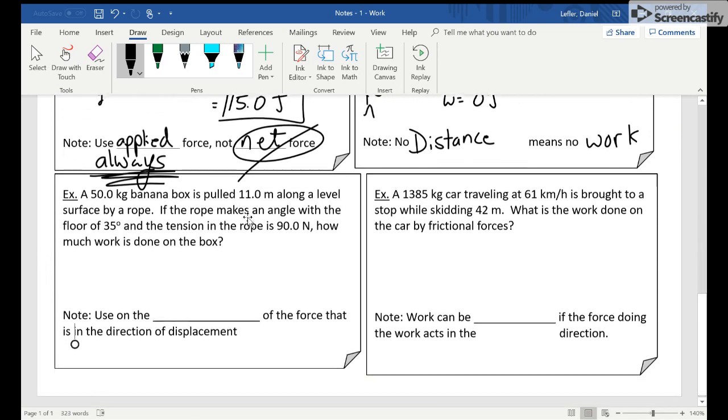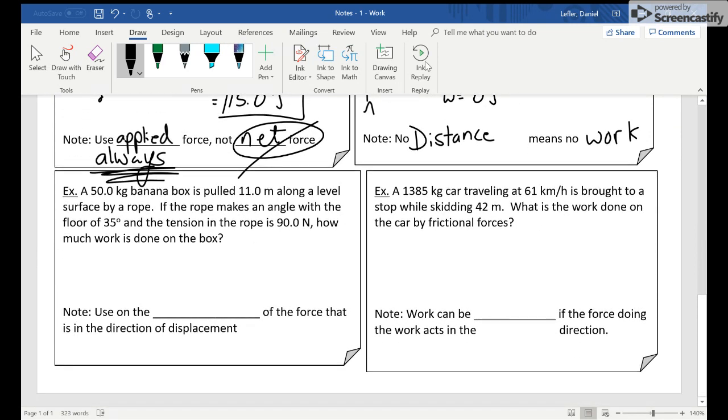All right, next one. So we have a 50 kilogram banana box is pulled 11 meters along a level surface by a rope. If the rope makes an angle with the floor that is 35 degrees and the tension on the rope is 90 newtons, how much work is being done on the box? So this is where we start getting into using that second force equation. And I'm going to run out of room to draw here.